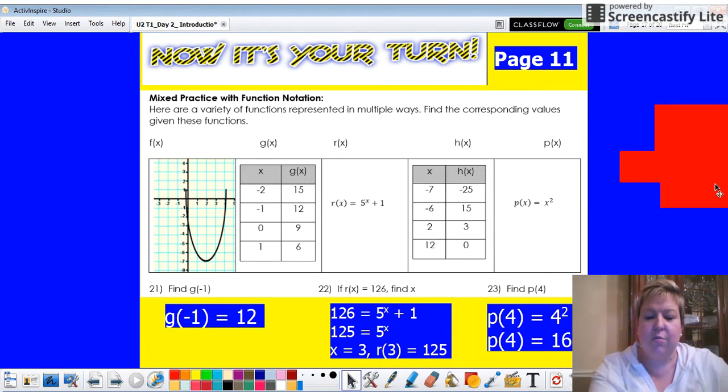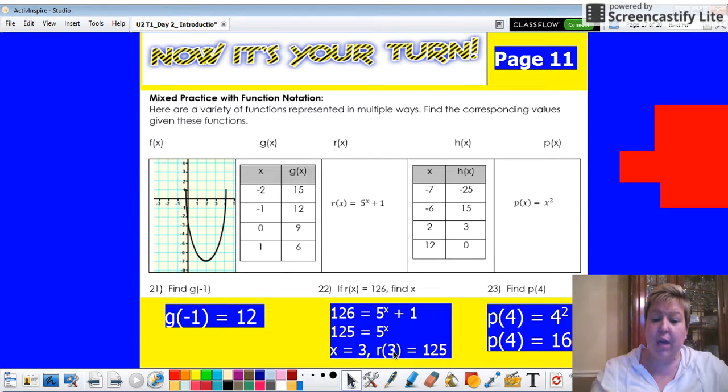You will notice that for these three, the first one's pretty straightforward. 22 and 23 might have been a little bit different for you because you were asked to find what you inputted to get that answer, right? So for 22, in order to come out as 126, what did I have to put in? Well, I saw that r of x was 5 to the x power plus 1. So I just made it an equation. 126, that's my output, is equal to 5 to the x power plus 1. If I solve it like an equation, subtract 1 from both sides, then I'm left with 125 equals 5 to the x power. Well, hello, we just did squares and cubes, and you know that 5 to the third power is 125. So here, x will be equal to 3.